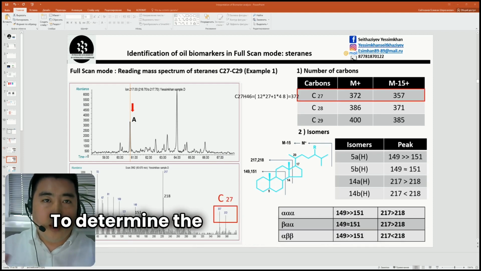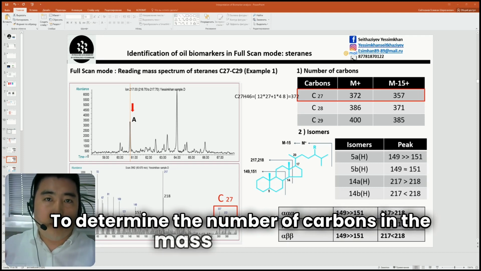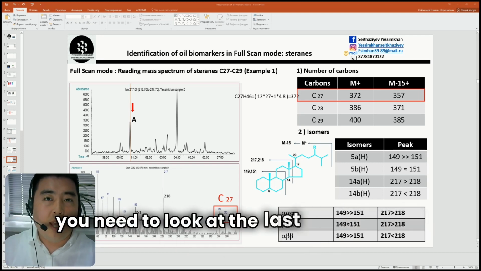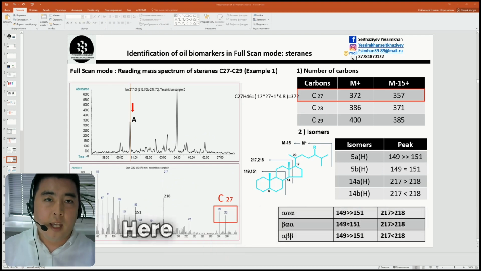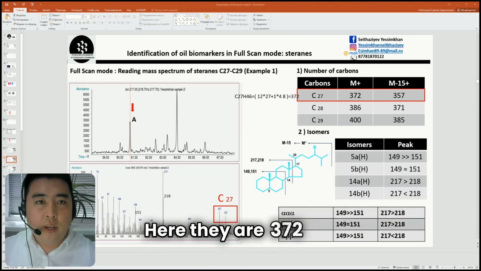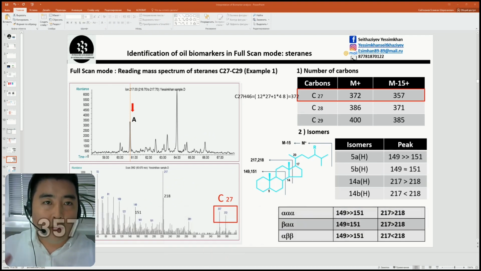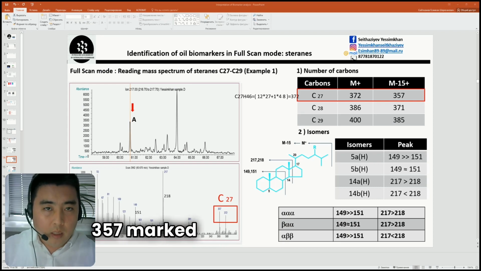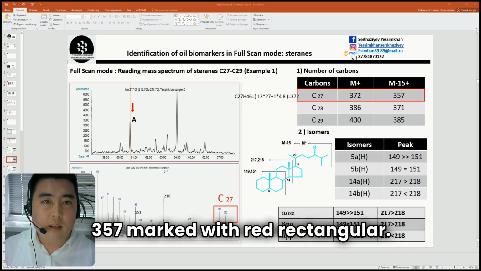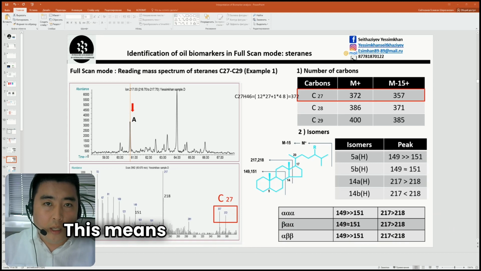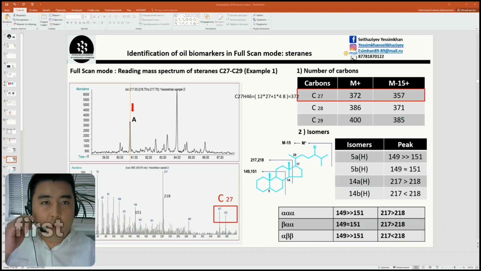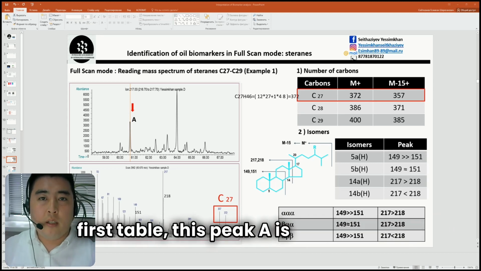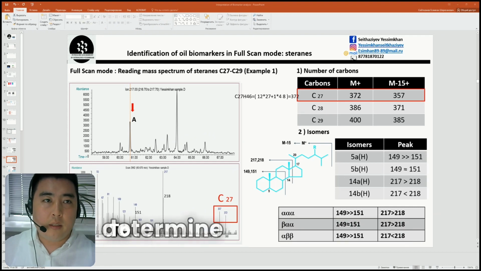To determine the number of carbons in the mass spectrum, you need to look at the last two dominant peaks. Here they are 372 and 357, marked with rectangles. This means, according to the data in the first table, this peak is C27 sterane.